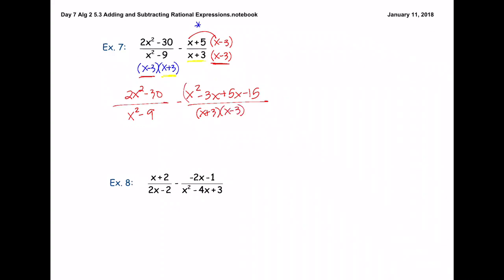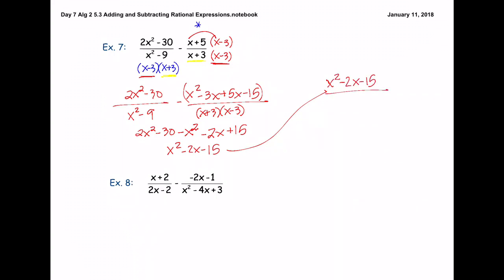We want to distribute our negative to everything. So when we combined our like terms and distribute our negative, we get negative x squared minus 2x plus 15. x squared minus 2x minus 15 is our new numerator. So we want to put that x squared minus 2x minus 15 over our common denominator, which is x plus 3, x minus 3 factored.